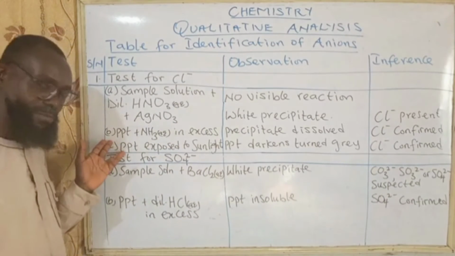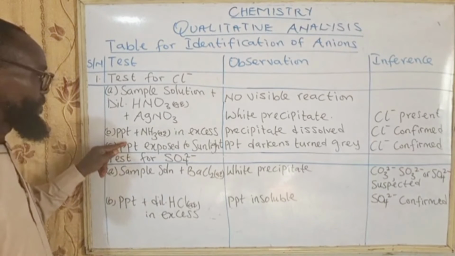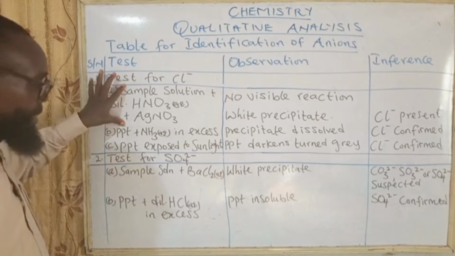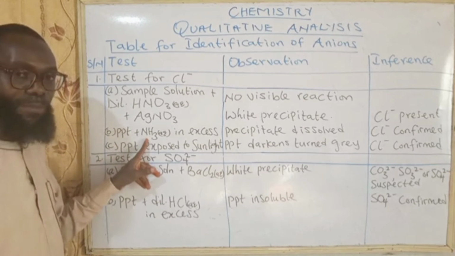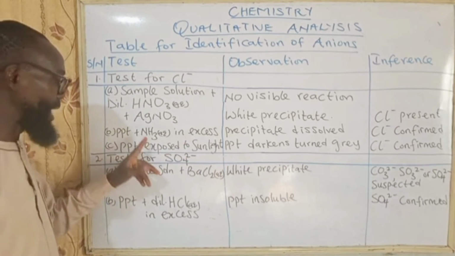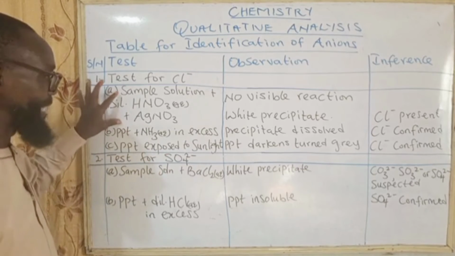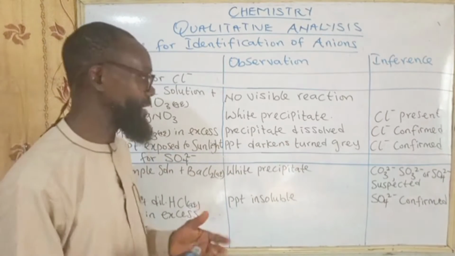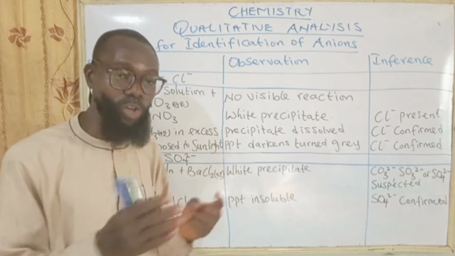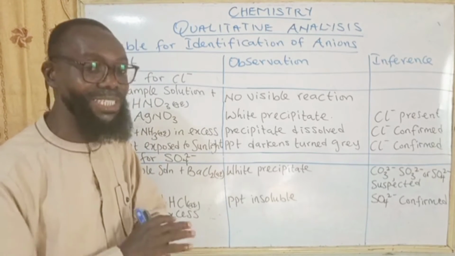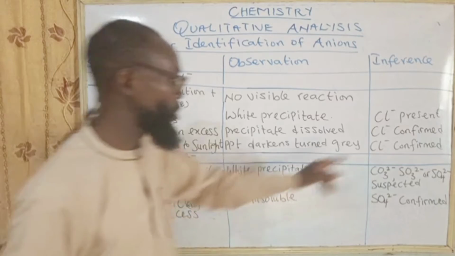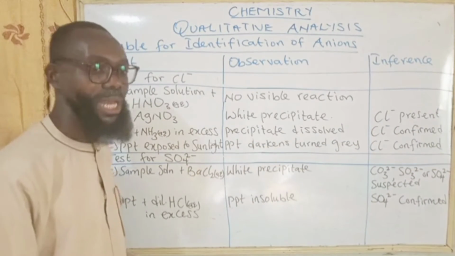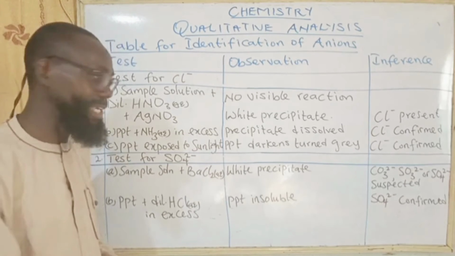Second part of it. To the precipitate that is formed from part A, add aqueous ammonia in excess. When you add aqueous ammonia to the precipitate, the precipitate dissolved. When it dissolves, it means we cannot find any particles there again. Everything dissolved. That means that chloride ion is confirmed. We are very sure that chloride ion is present there.